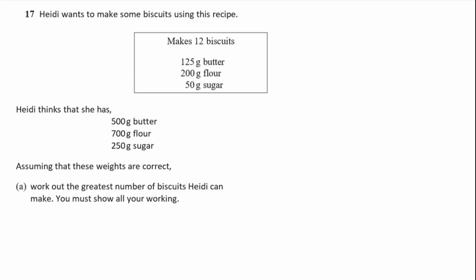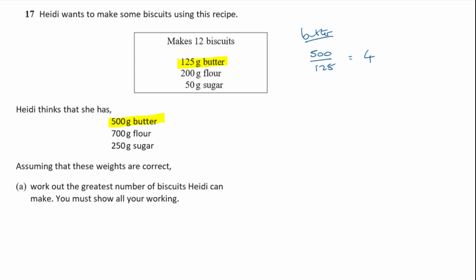Okay? Well, if I take what she's got and divide it by what she needs, that will tell me how many versions of the recipe she can make with that ingredient. So let's start with the butter. She's got 500 grams. She requires 125 grams for 12 biscuits. So how many times does 125 go into 500? So 500 divided by 125, well, 125 doubled is 250, doubled again is 500, so it goes in 4 times. Okay, so she can make 4 lots of the recipe with the amount of butter that she has.